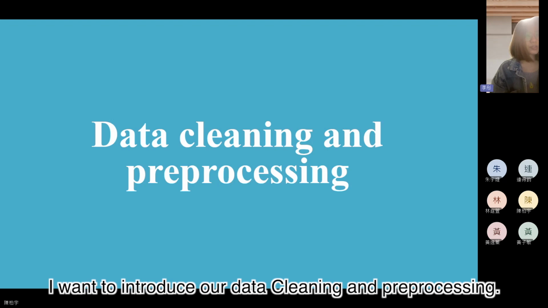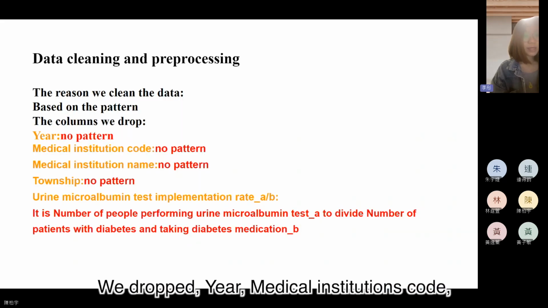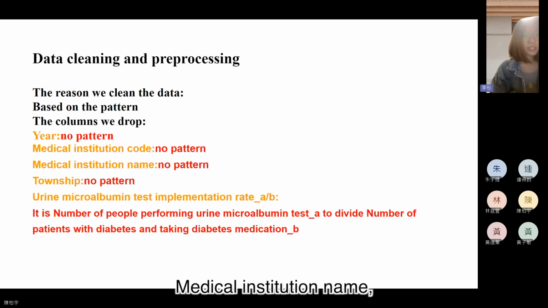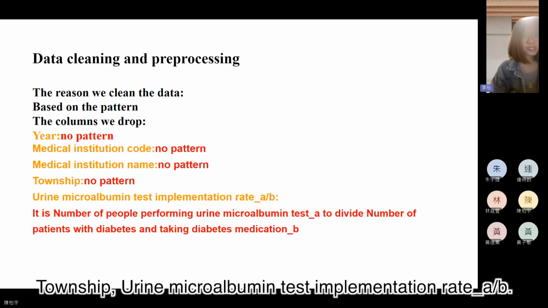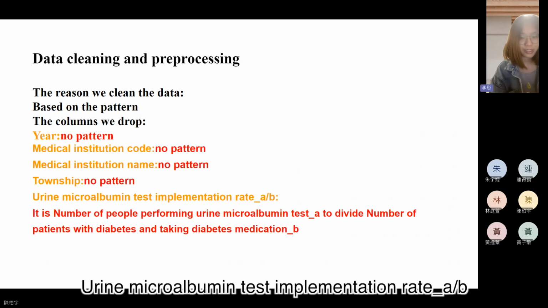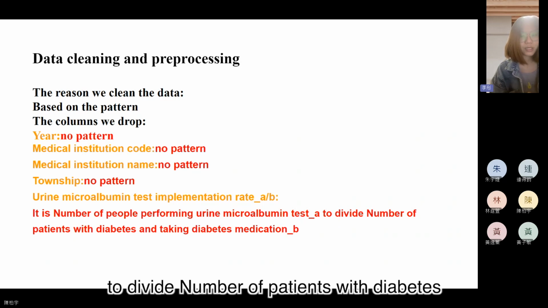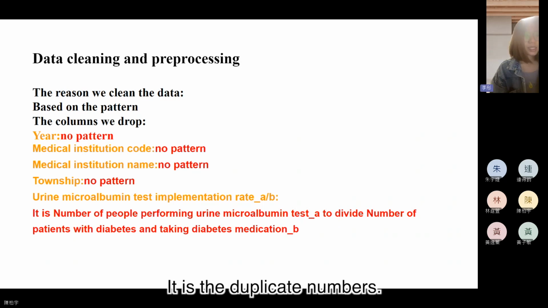The second, I want to introduce our data cleaning and pre-processing. These are variables we drop. We drop the year, the medical institution code, the medical institution name, the township, and the urine microalbumin test implementation rate AB, because we based on the pattern. These are no pattern, so we drop it. The main, we drop the microalbumin test implementation rate AB because it is number of people performing urine microalbumin test AB divided by the number of patients with diabetes and taking diabetes medication B. It is the duplicate number.